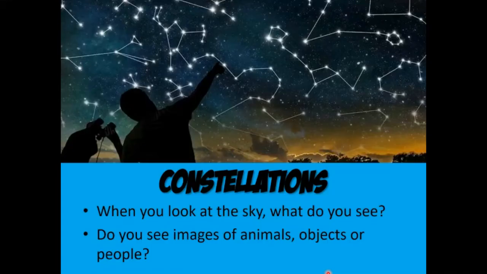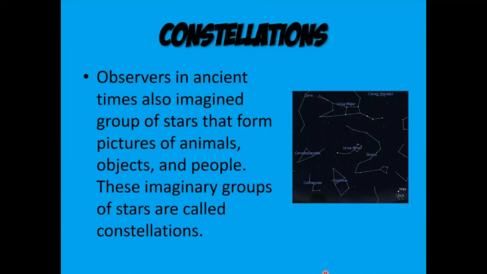So, nandito na tayo sa part ng constellations. So, when you look at the sky, what do you see? Do you see images of animals, objects, or people? So, let's find out. So, in terms of constellations, observers in ancient times also imagined groups of stars that form pictures of animals, objects, and people. So this imaginary group of stars ay tinatawag na constellations.